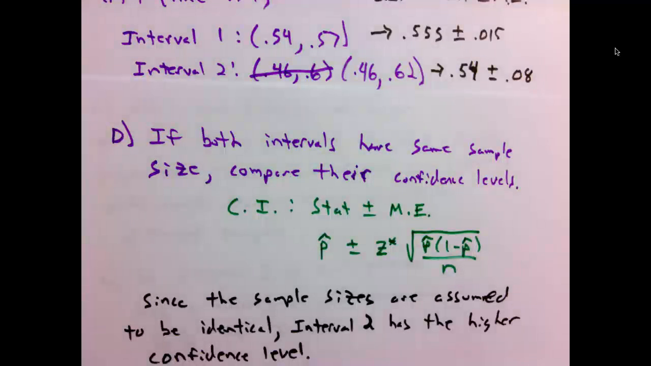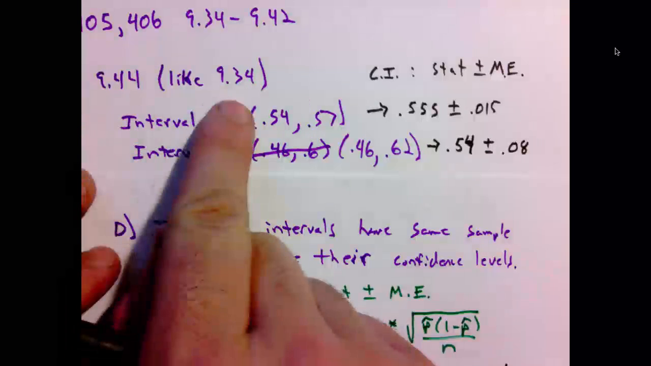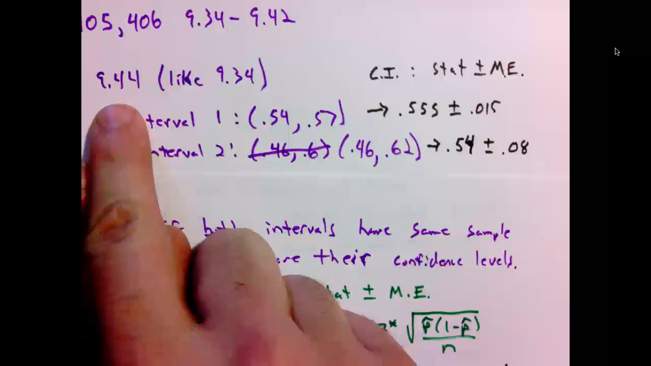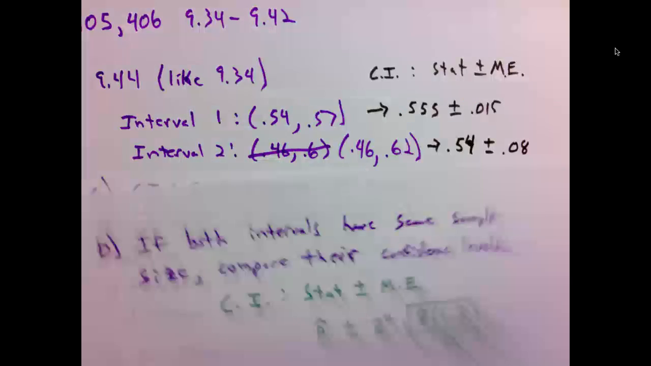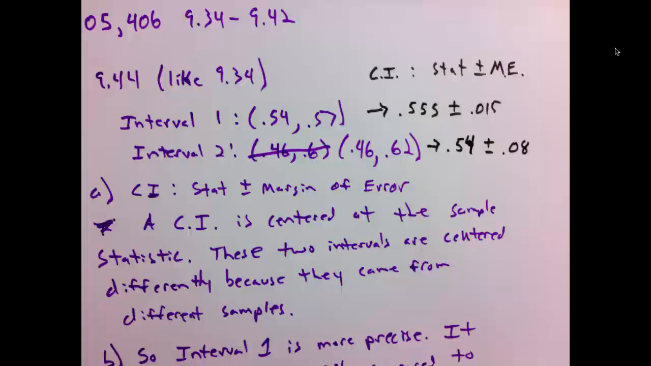Alright, with that information you should definitely be able to knock out this one. This was 9.44. That's remarkably similar to 9.34 for yours. Alright, let's do one more. 9.41.